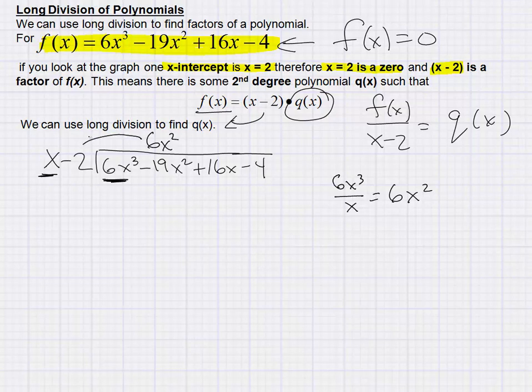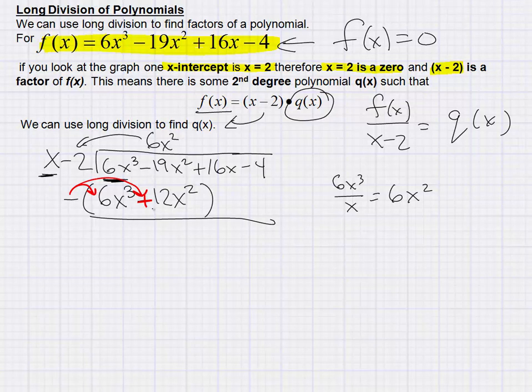So then what I do is I take this, I multiply it by this, I get 6x cubed minus 12x squared, and I subtract. Now if I subtract, what I have to do is distribute this negative here and distribute this negative here, which makes this a plus. Okay, so I get the 6x cubed minus 6x cubed, they cancel. And then I have negative 19x squared plus 12x squared gives me negative 7x squared. Bring down the 16x. Then essentially repeat the process again. Take the first term inside divided by the first term outside. So it's negative 7x squared divided by x. I get negative 7x.